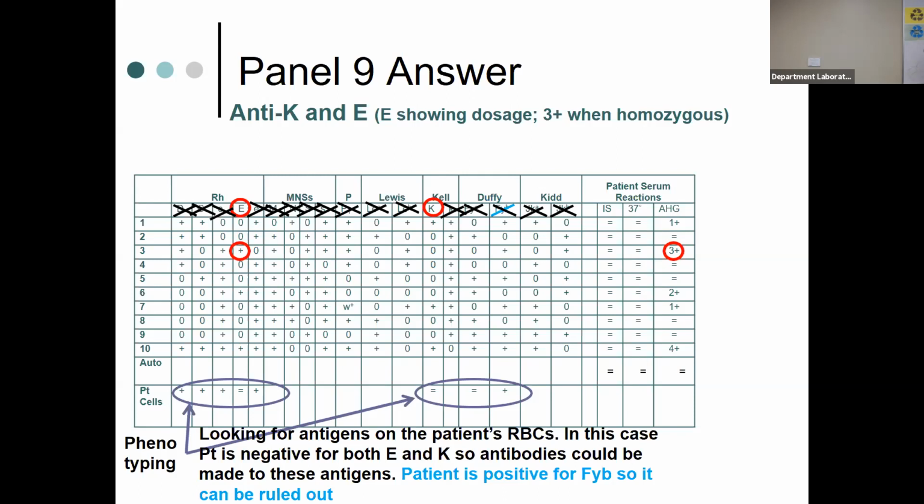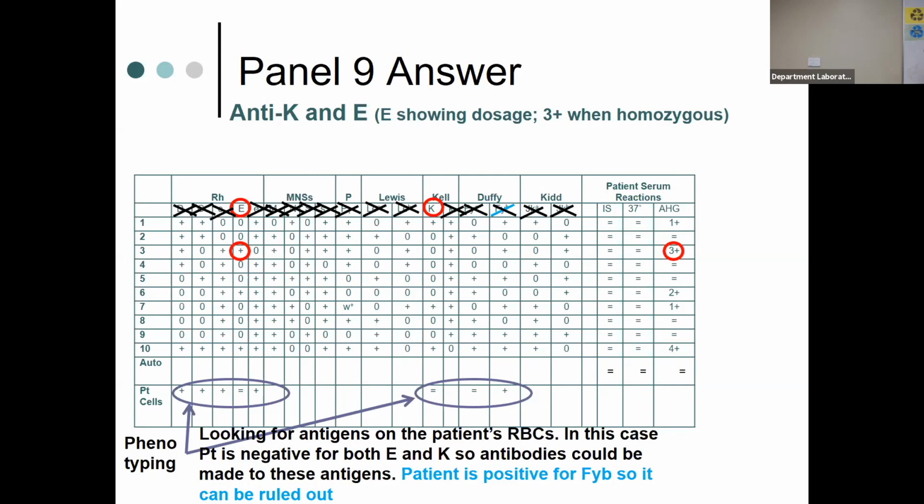Is 3 heterozygous or homozygous? Homozygous, all right? So if you're looking at big E and little e, remember that's the pair you have to look at for homozygous versus heterozygous. Cell 3 is homozygous. Notice that we have a stronger reaction in our patient plasma, okay? Versus panel cell 6 is heterozygous, so we have a weaker reaction. Does everybody see that? That's a really good example of dosage.